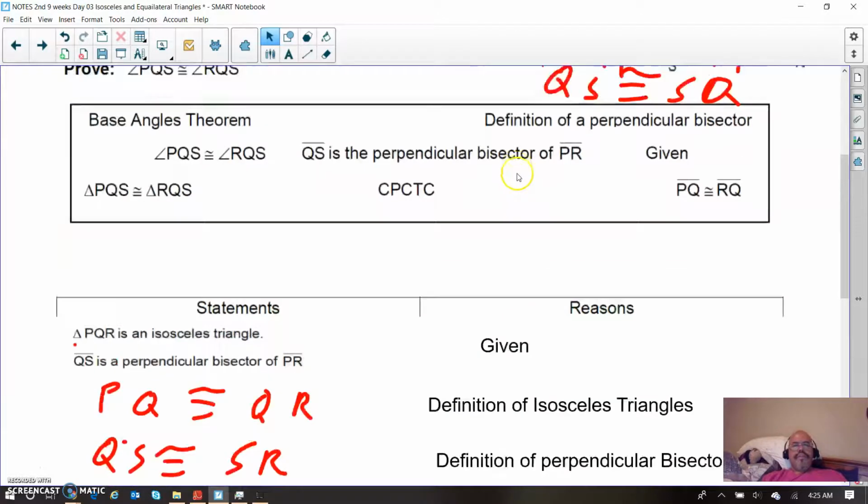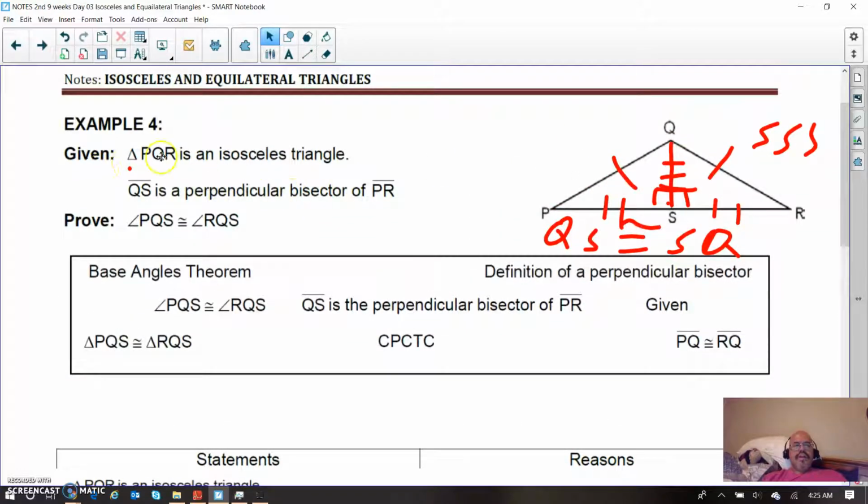Just to go ahead and finish up talking about this, we have the two triangles. Remember that I talked about this side right here, PQ and QS were congruent. We also said that PS and SR were congruent. The reason PQ and QR were congruent is the isosceles triangle definition. And PS and RS were congruent because of the definition of the perpendicular bisector.